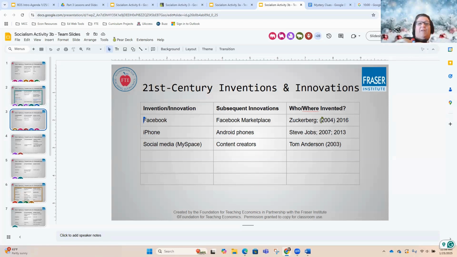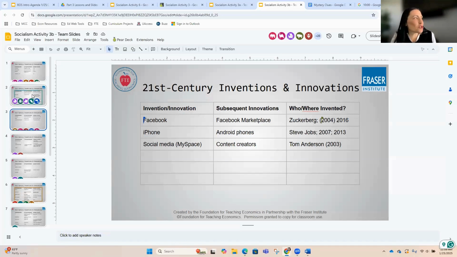Then we have iPhones. And we were thinking the Android was kind of an innovation from the iPhone. So, and that would be Steve Jobs in 2007. Okay.